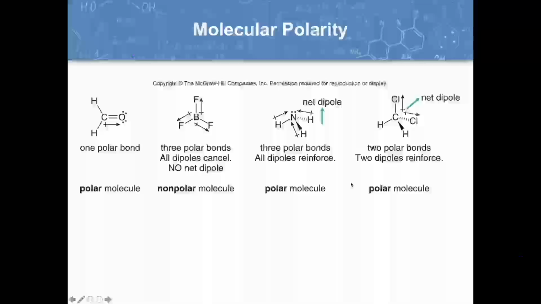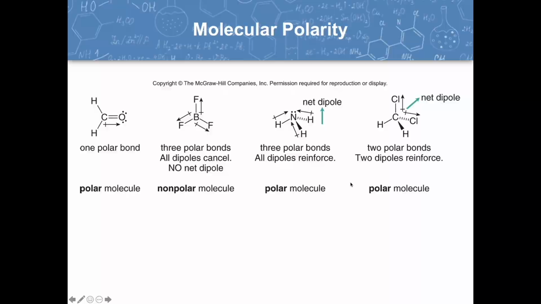So here are other examples of polar and nonpolar molecules. Remember that when there is no net dipole or all dipoles cancel, it is called a nonpolar molecule. While if all dipoles reinforce, it will be considered a polar molecule.